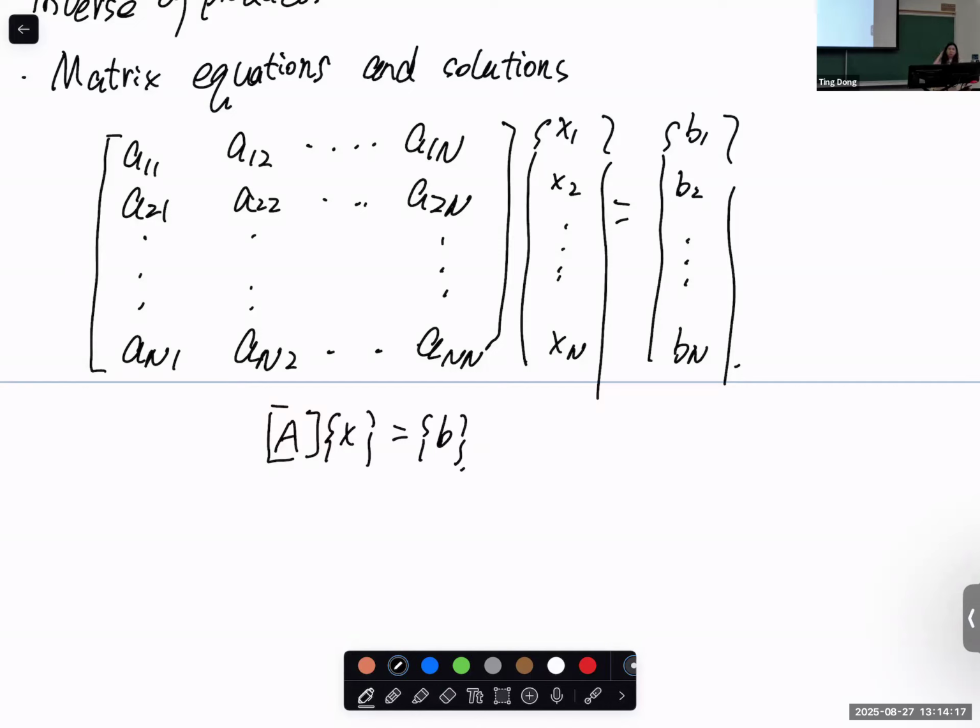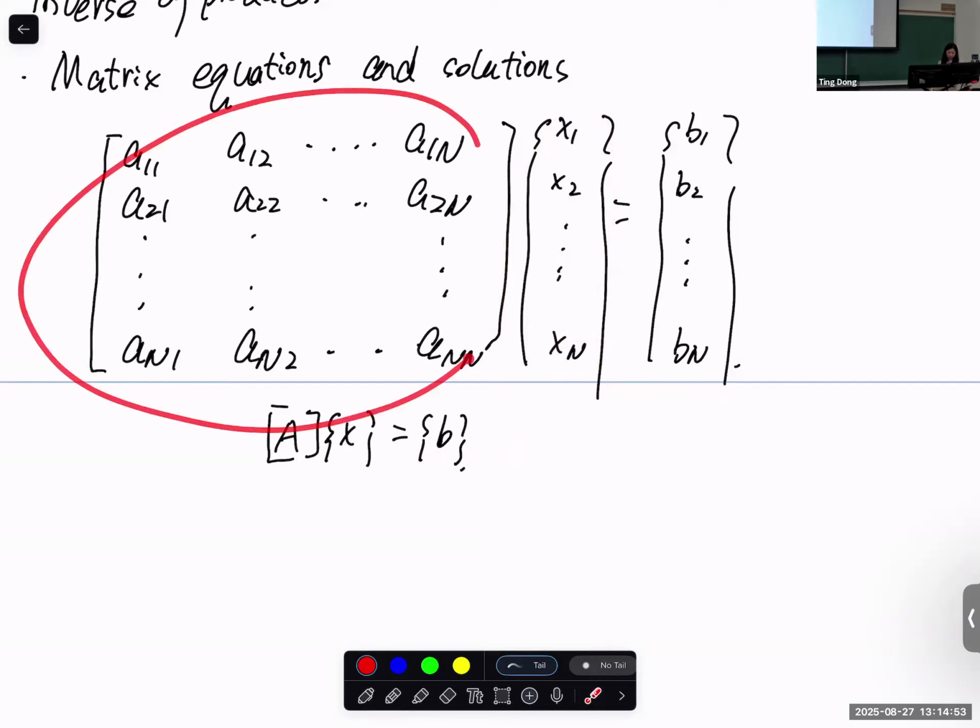How to solve this one? How to solve the x vector? A inverse, right? You move the A to the right side. But of course, you cannot simply say it's the B vector divided by the A matrix. No, it's A inverse times the B vector. Another question: we have n components in this x vector, and they are unknown.